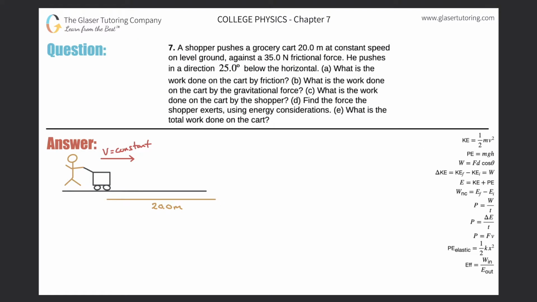Number 7. A shopper pushes a grocery cart 20 meters at constant speed on level ground against a 35 Newton frictional force. He pushes in a direction 25 degrees below the horizontal. Letter A. What is the work done on the cart by friction?